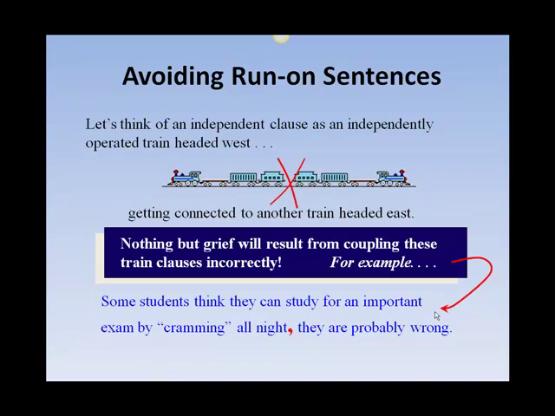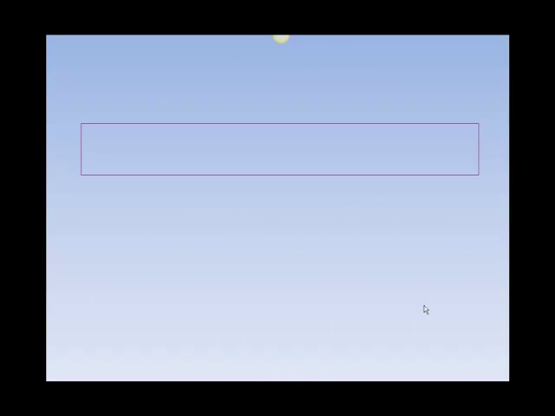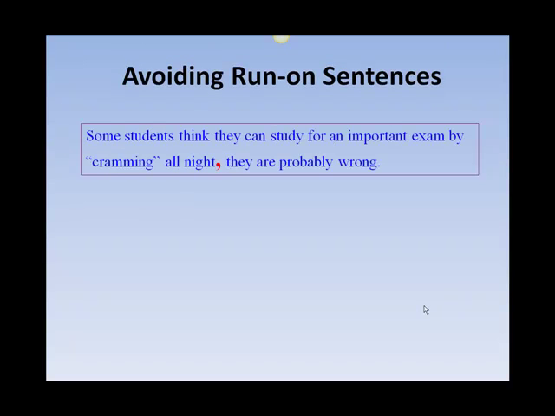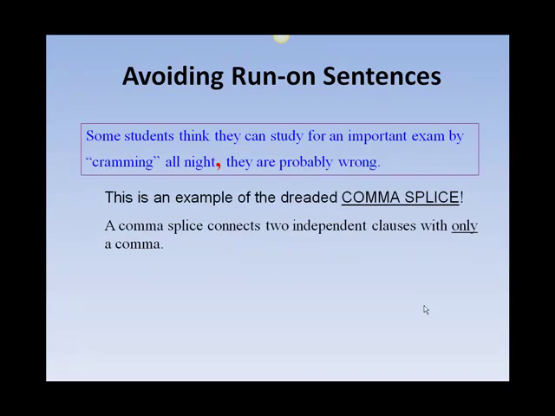Some students think they can study for an important exam by cramming all night. They are probably wrong. This is an example of a comma splice. We have two independent clauses that have been spliced. That is to say, they've been joined using a comma. Some students think they can study for an important exam cramming all night. They are probably wrong. This is an example of the dreaded comma splice. A comma splice connects two independent clauses with only a comma. You see, you can't do that. That's always wrong.